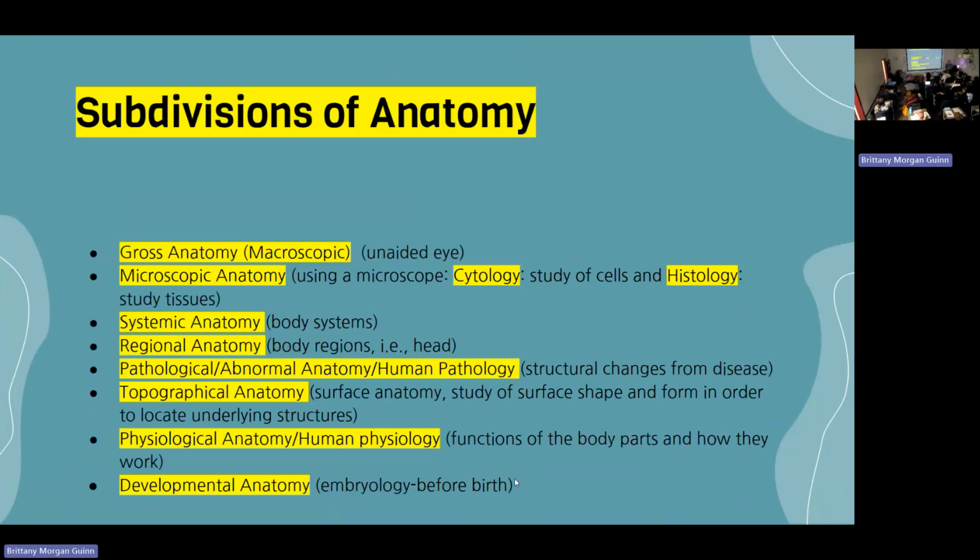Then we have pathological anatomy, also known as abnormal anatomy or human pathology, which is the study of how structures in the body change from disease. Pathos, the study of suffering. So, structural changes from a disease. And then we have topographical anatomy, which is surface anatomy, the study of surface shape and form in order to locate and understand underlying structure.